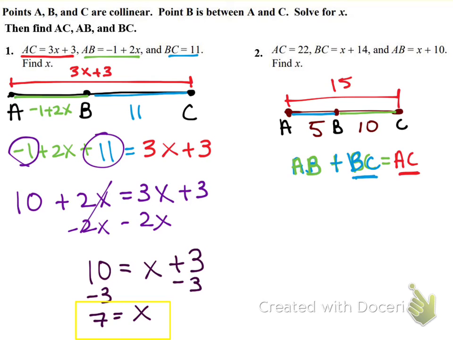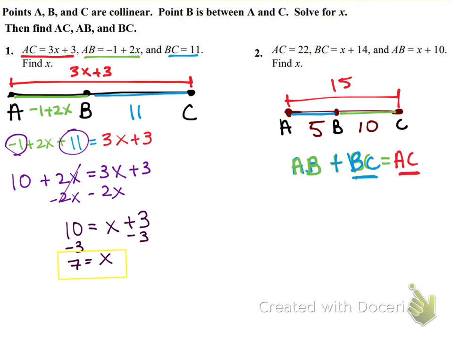So we found x. It says find the length of AC, find the length of AB, and find the length of BC. So let's start with AC. In the beginning, what was the length of AC? 3x plus 3. But don't we know the measure of x? What is it? So we could plug it in. This is really 3 times x plus 3. So 3 times 7 is 21 plus 3 is 24. So AC is 24.